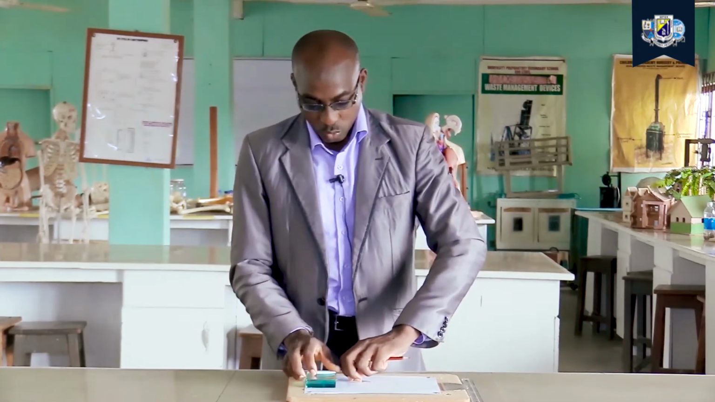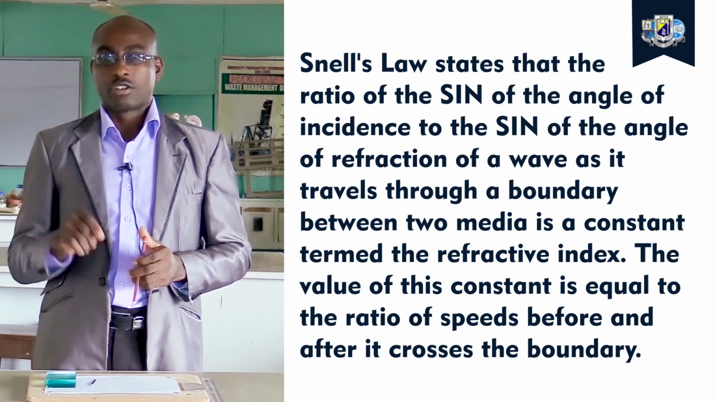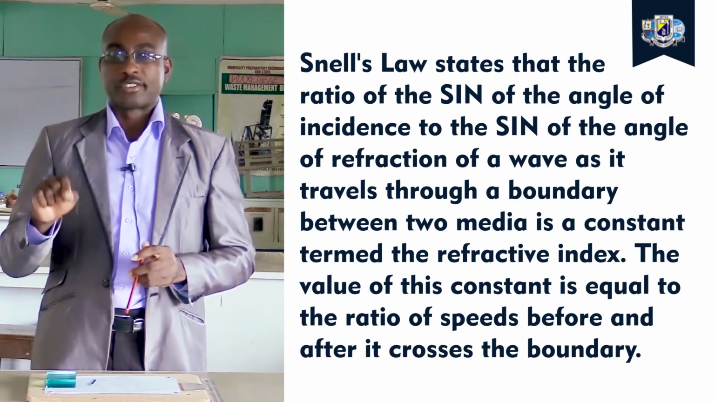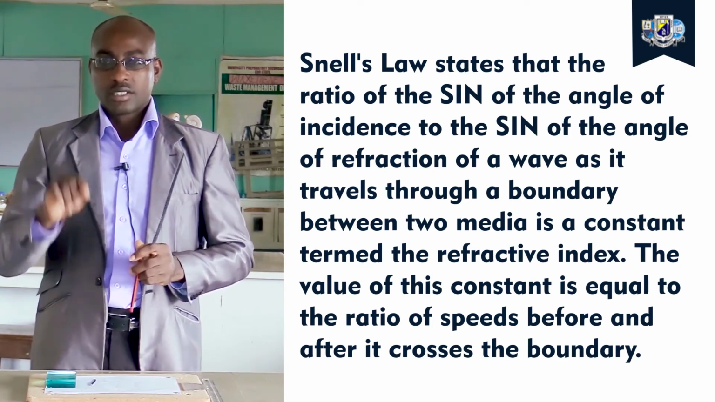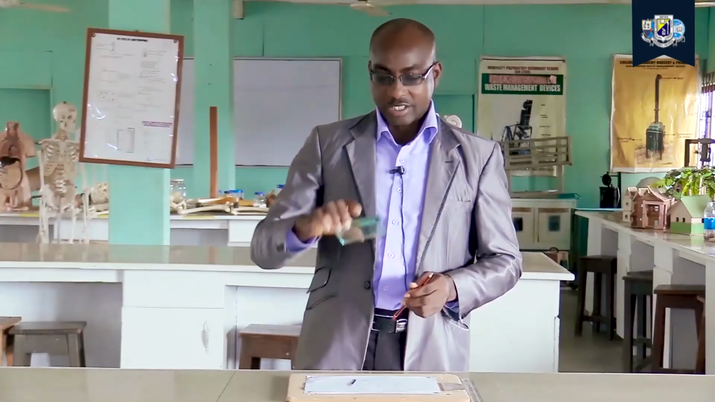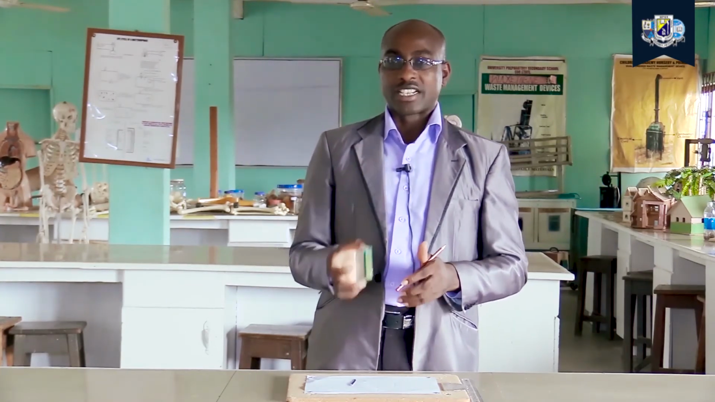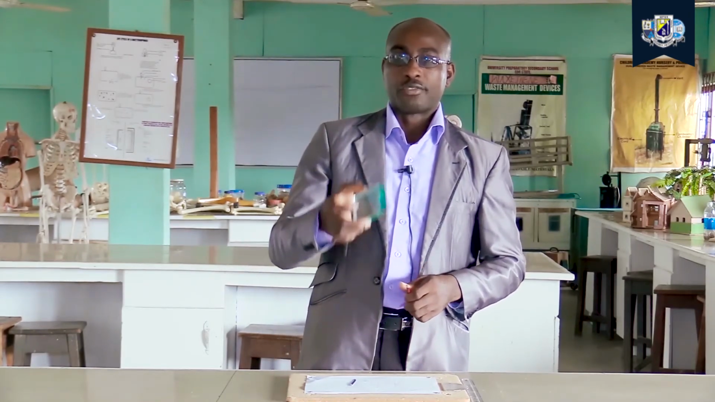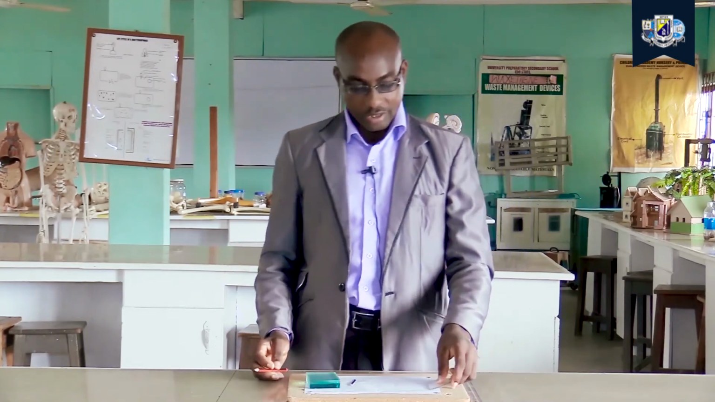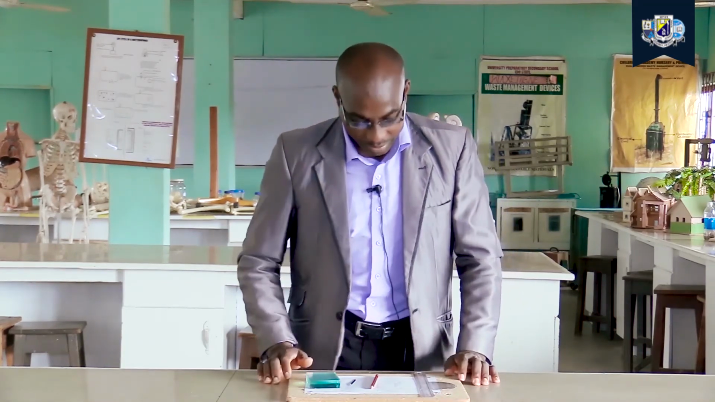So this is what we popularly refer to as Snell's law of refraction, which states that the ratio of the sine of the angle of incidence to the sine of the angle of refraction is a constant called the refractive index of the second medium with respect to the first. And so here the second medium is glass, where air is the first medium. So the refractive index of glass will be the ratio of the sine of the angle of incidence to the sine of the angle of refraction. So that is how Snell's law of refraction is verified, having a straight line graph when these parameters are plotted.